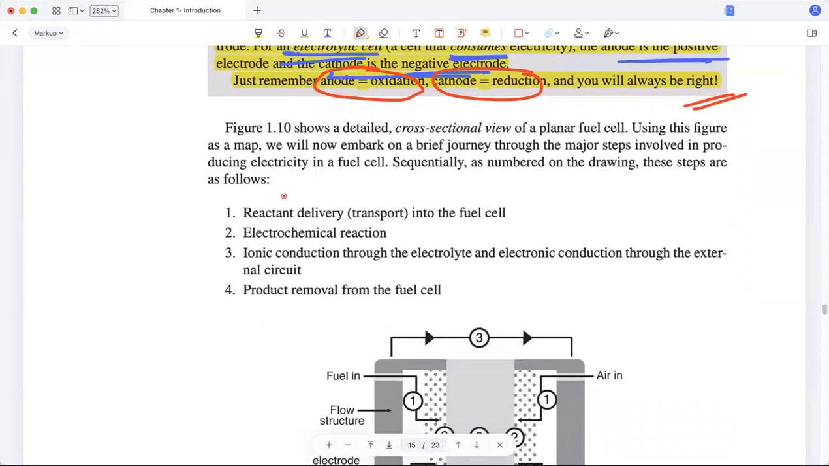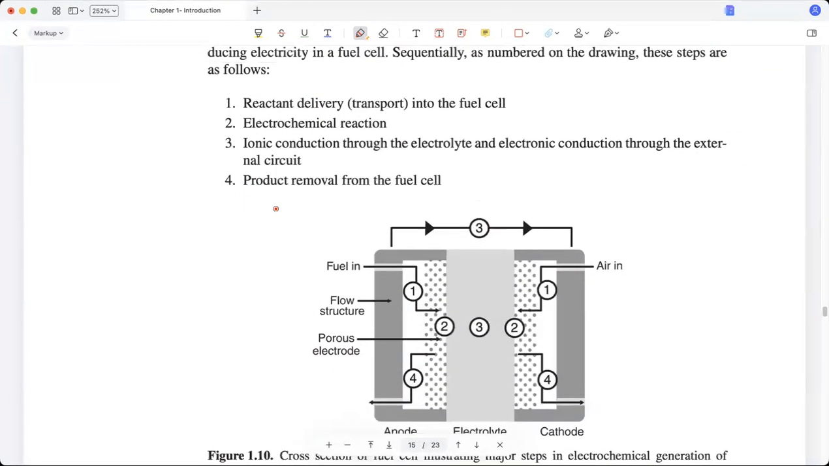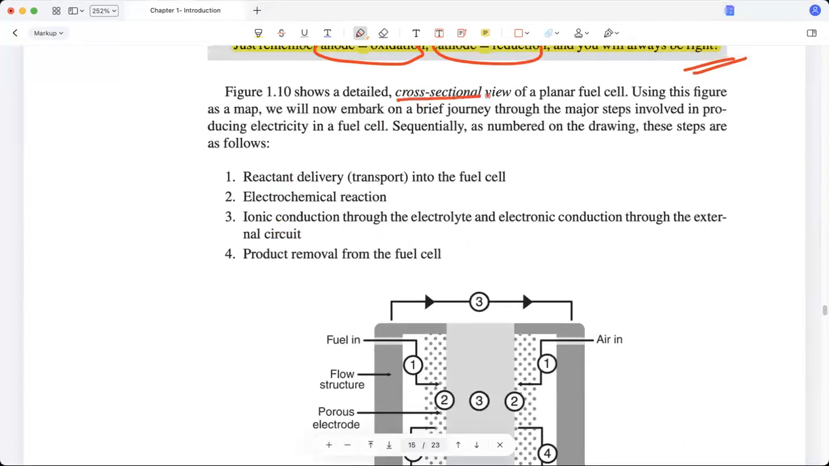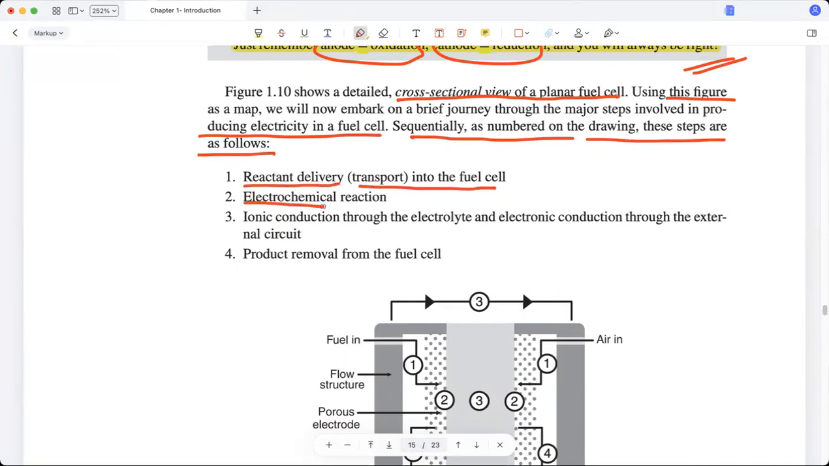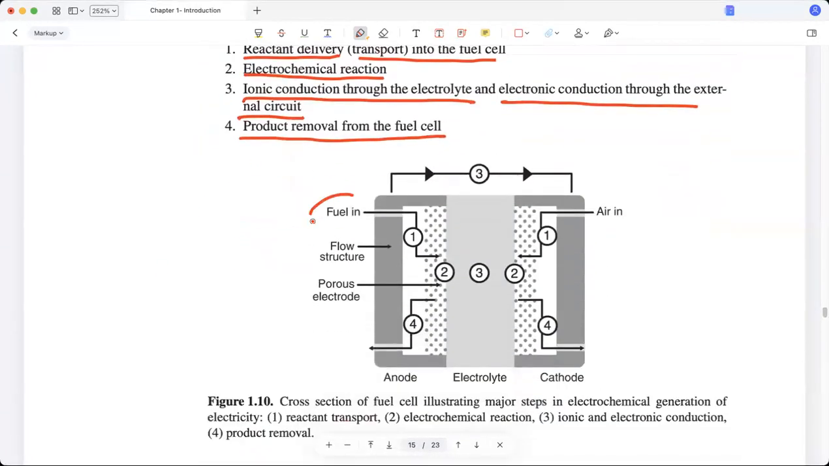This figure shows a detailed cross-sectional view of a planar fuel cell. Using this figure as a map, we will now embark on a brief journey through the major steps involved in producing electricity in a fuel cell, sequentially as numbered on the drawing. These steps are as follows: reactant delivery or transport into the fuel cell, then the electrochemical reaction, ionic conduction through the electrolyte, electronic conduction through the external circuit, and product removal from the fuel cell. So from here, your fuel enters.